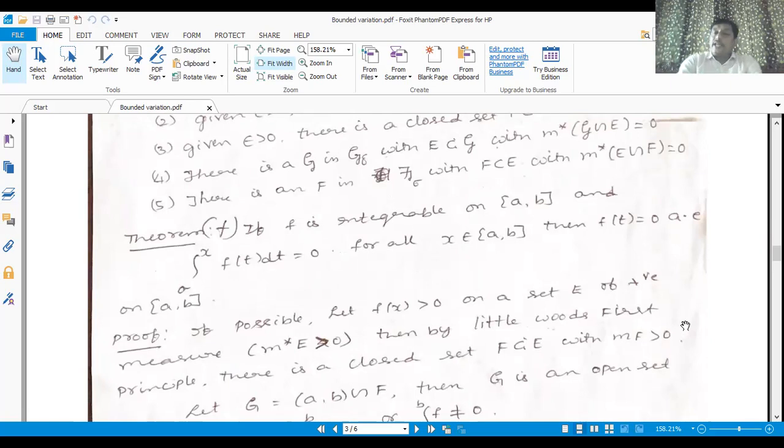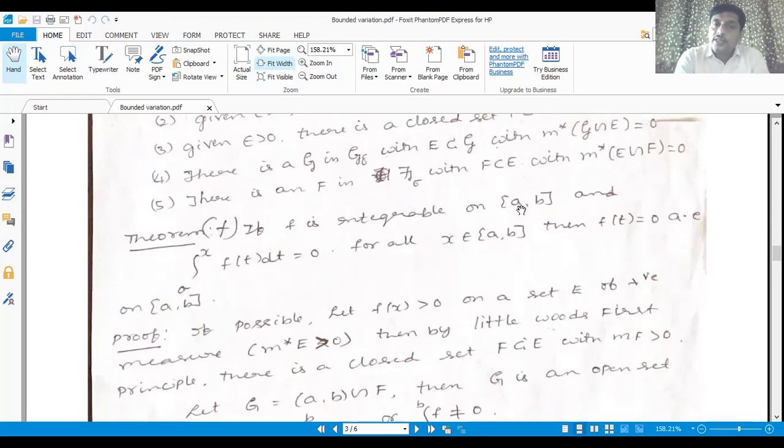Using these first principles of set functions, now we will prove one more theorem. If f is integrable on the closed interval a comma b and the integral from a to x of f of t dt is equal to 0 for all x in the closed interval a comma b, then f of t is equal to 0 almost everywhere on a comma b. You know that if f is integrable on a comma b, then the integral from a to b of f dt is less than infinity.